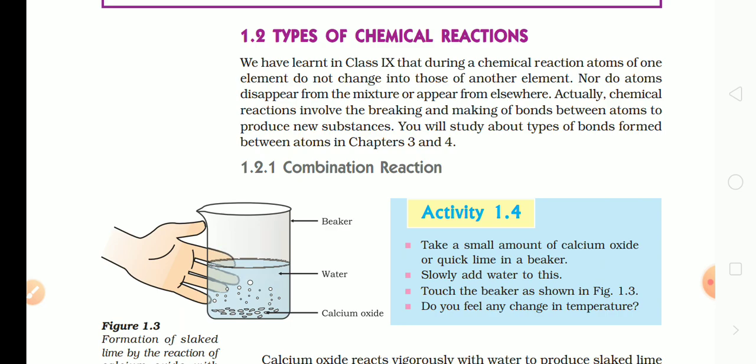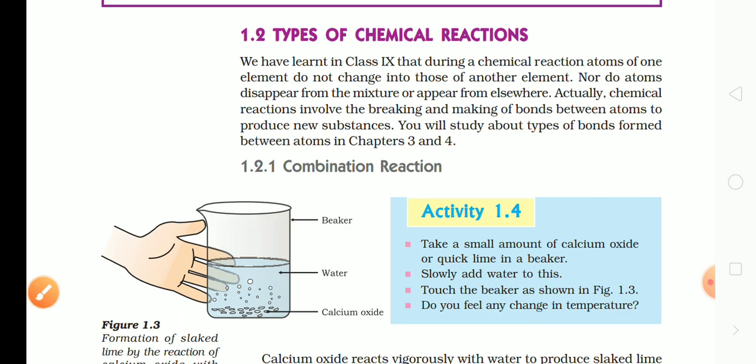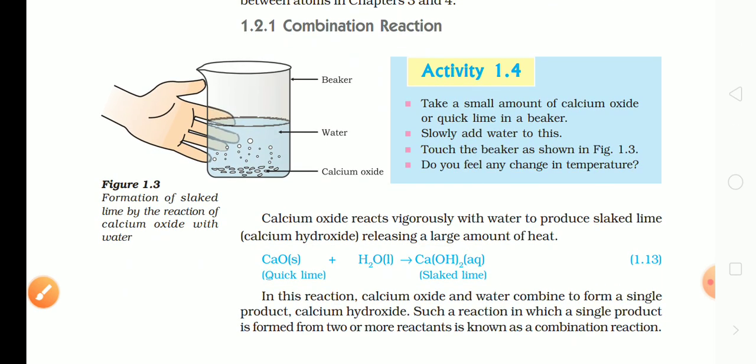And you can see there is an Activity 1.4. Take a small amount of calcium oxide or quicklime in a beaker. Always remember, calcium oxide has the common name quicklime. Calcium oxide, quicklime in fact. Put some of this calcium oxide into a beaker and then slowly add some water to this.